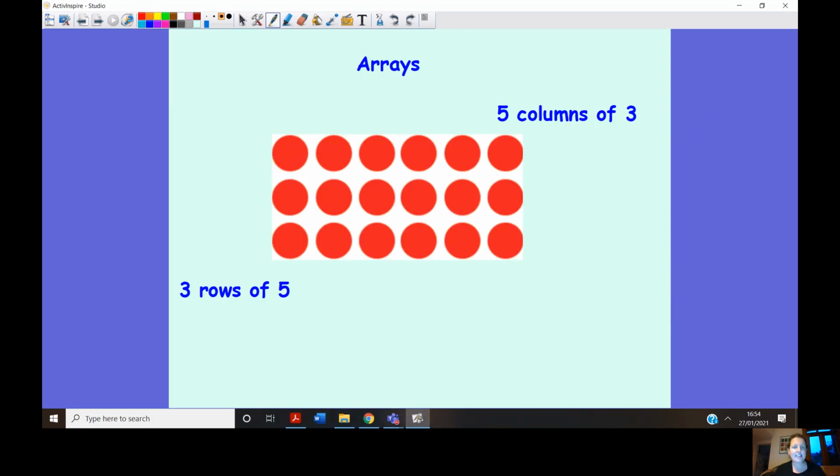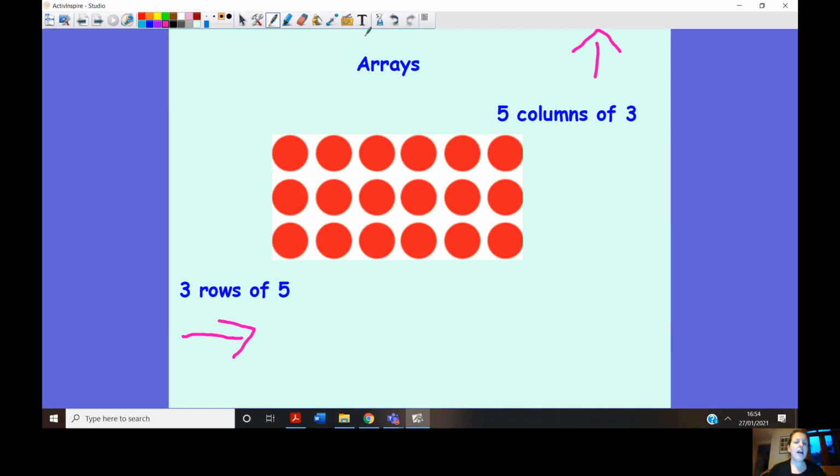Our good friend, arrays. Arrays are incredibly useful for us in our maths learning. We can look at arrays in different ways. We can look at them with our rows. A row is going across, so we call this horizontal. It's your row. And then you have your column, which is going up and down. Everyone say to me, row. Everyone say to me, column. Row, column. Just check that you remember that.